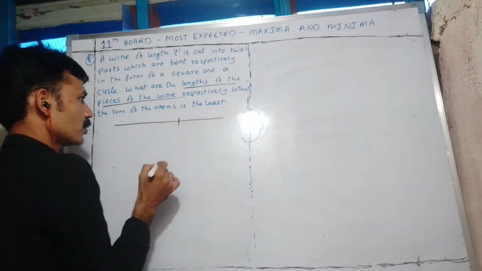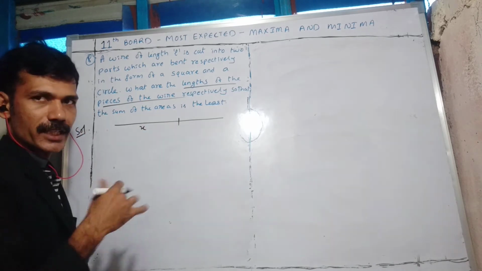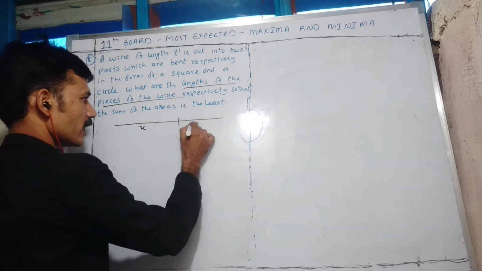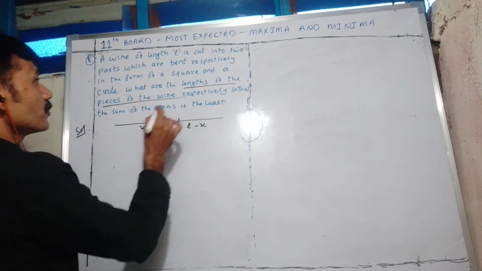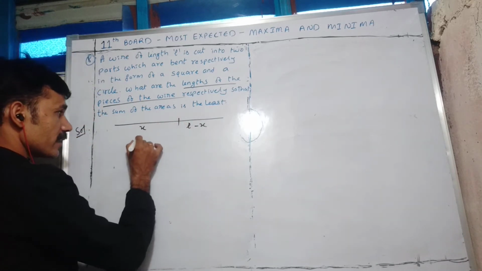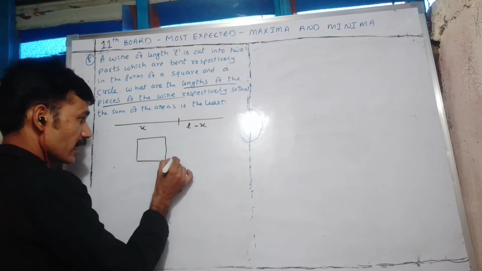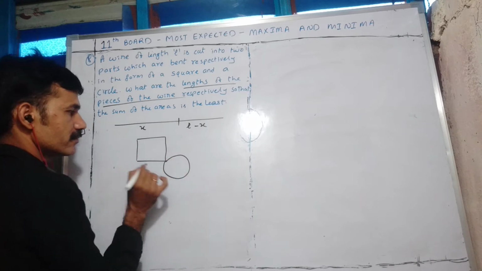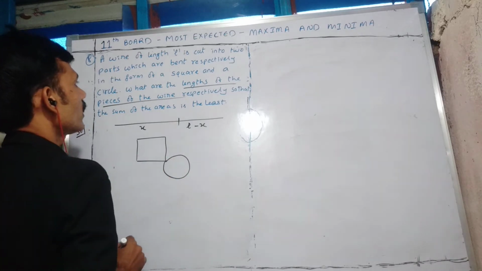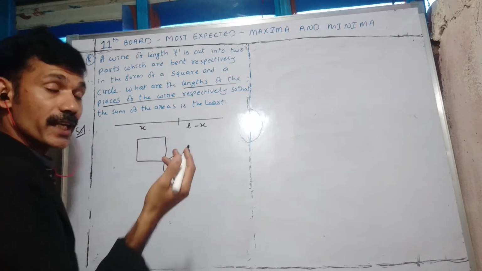If it is cut into two parts, one part we will consider as x, and since the total length L is given, another part will be L minus x. One is formed in the form of a square and another wire is made into a circle, respectively, so that the sum of areas is least.